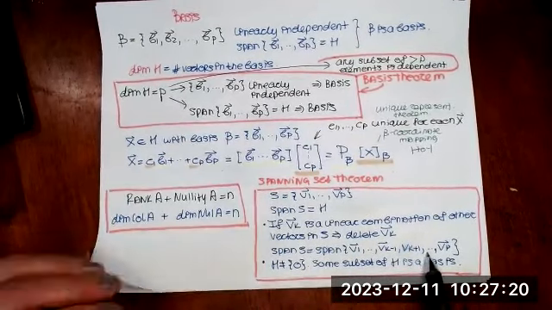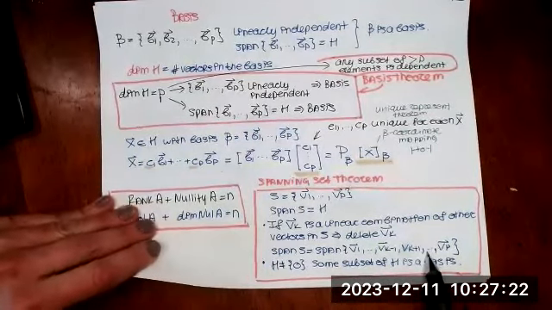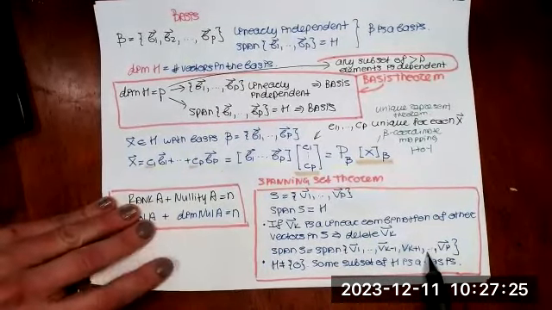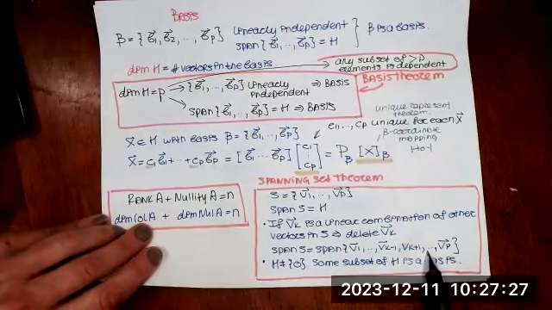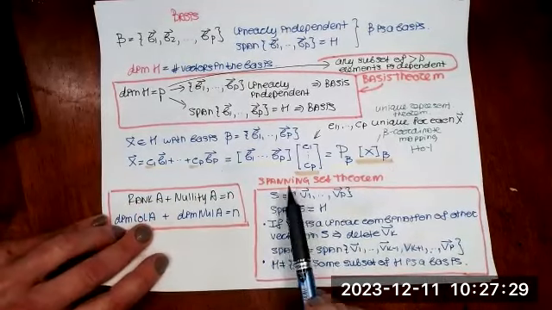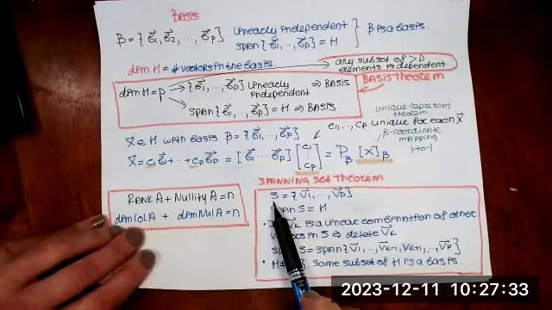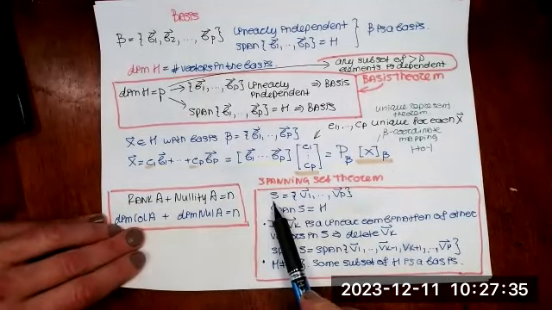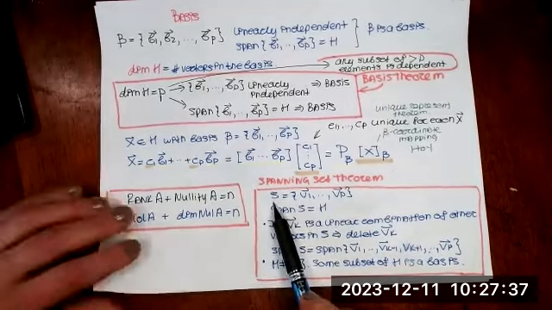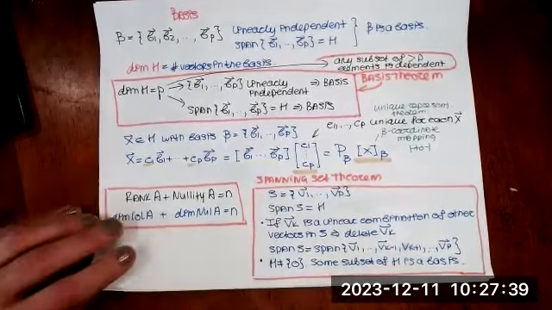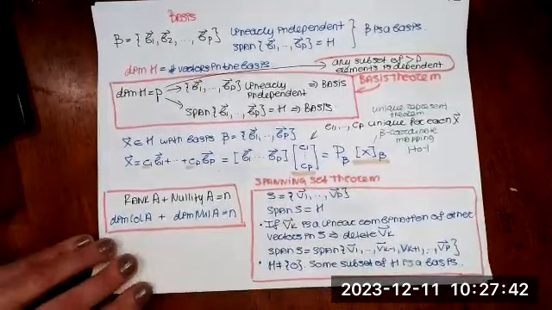And so you can keep doing this, keep deleting those vectors that are linear combinations of the other ones, until you get to a linearly independent set that will still span this S, and therefore it would be a basis for S. So this spanning set theorem gives us a way to generate a basis for S.